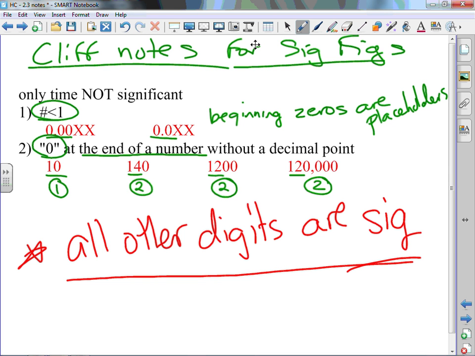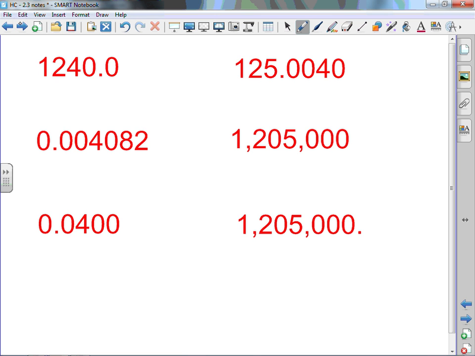All right, now what I'm going to do here is jump to another slide, and I'm going to have you pause this. I want you to go through and determine how many significant digits are in each number. Refer back to the notes if you need to, and I'll give you a couple minutes. When you're ready, push play, unpause it, and we will go through and talk about these.